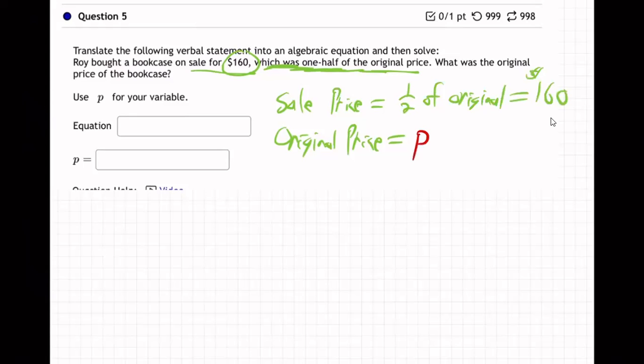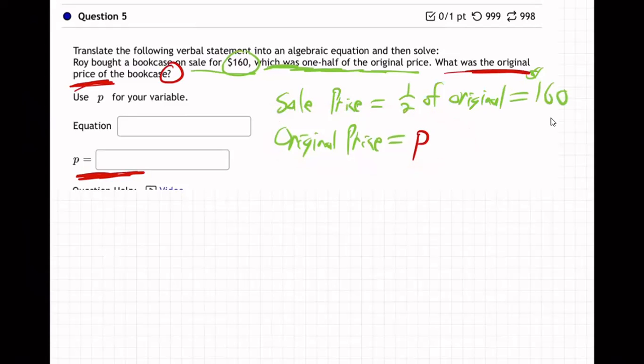And what's the original price? Well, that's our P, right? How do you know what you want to let P be? Whatever they're asking for. What do they want in the end? They want P. They're asking, what was the original price? The part that has the question mark is the actual question. So original price is P. Okay, so now we have to write an equation.